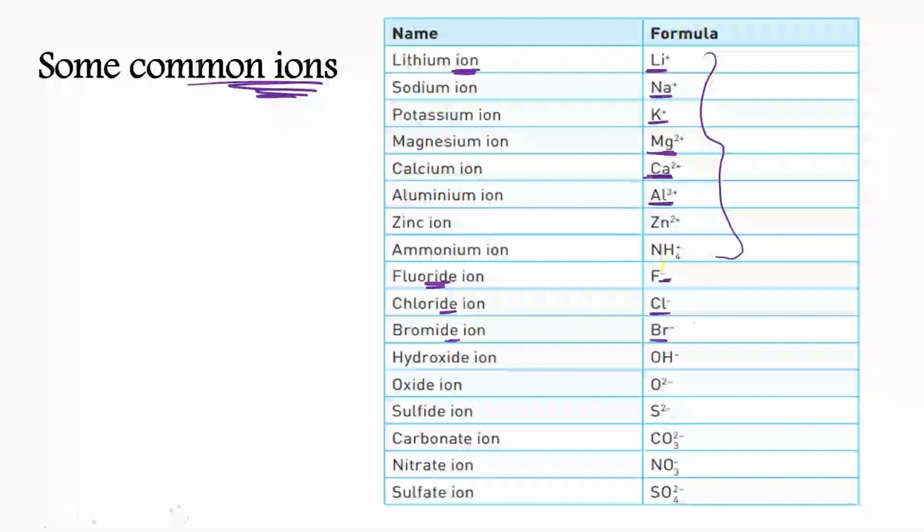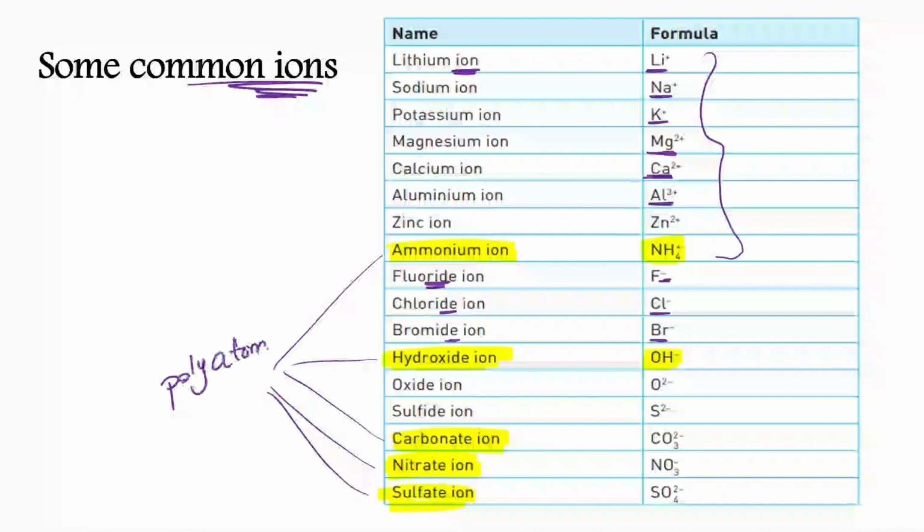Some ions in this table contain more than one type of atom, like the ammonium ion, NH4 positive 1, like the hydroxide ion, OH negative 1, like the carbonate ion, the nitrate ion, and the sulfate ion. We call these ions polyatomic ions. What do we mean by polyatomic ions? This means that these are ions that contain more than one type of atom.